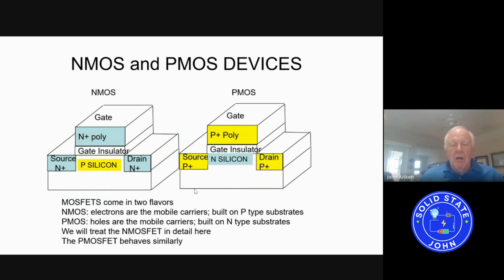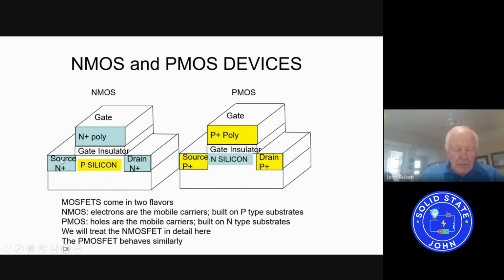This is a picture of the two important types of MOSFETs, at least for silicon. MOSFETs come in two flavors. They either come in as NMOS devices or PMOS devices. The operation of both are very similar, but they differ in the materials that they're made of and the mobile carriers that they support. In NMOS devices, electrons are the mobile carriers.